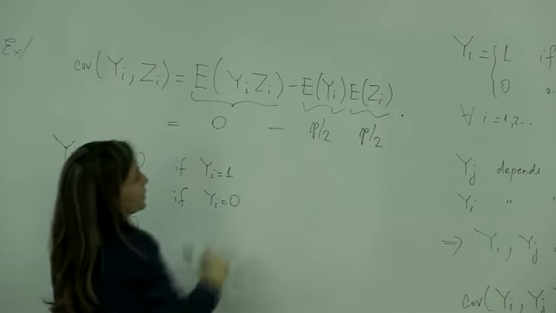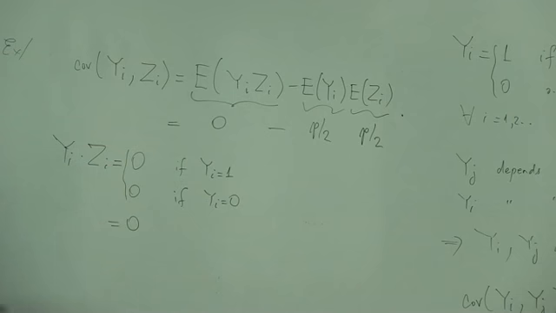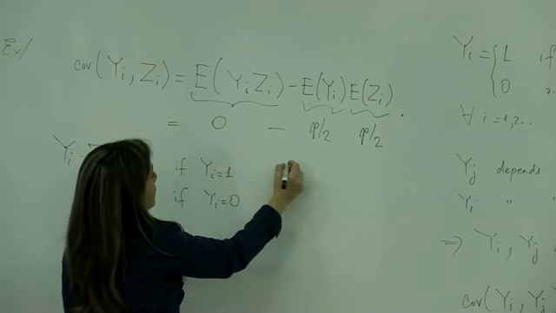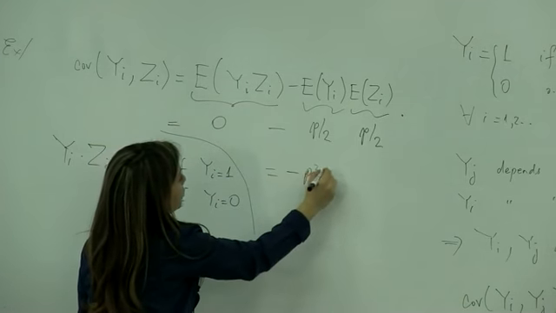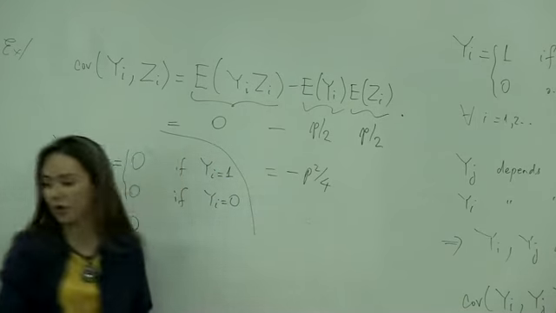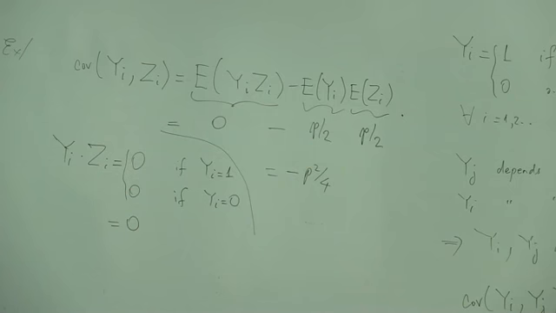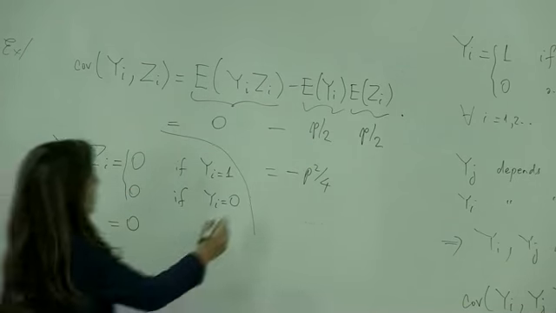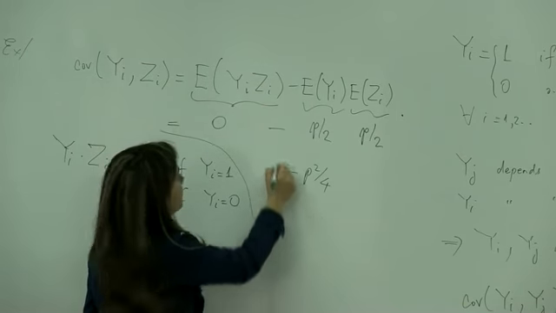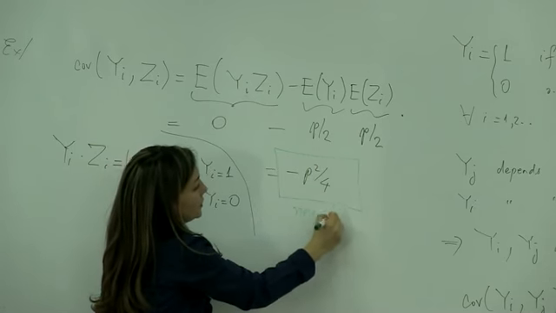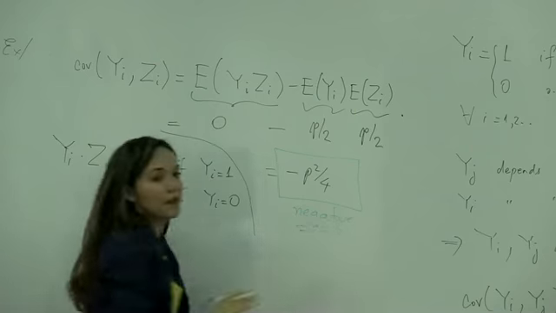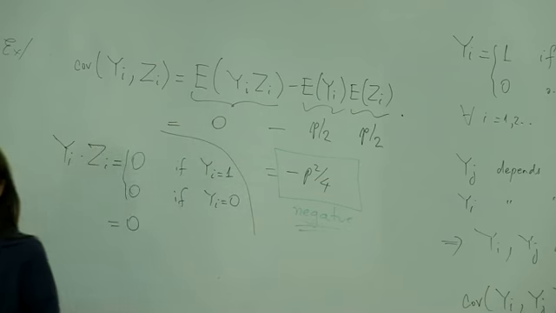And we have this minus p over 2 times p over 2 term, and this gives us negative p squared over 4. The covariance of y sub i and z sub i is negative, as we expected. They vary in opposite directions.